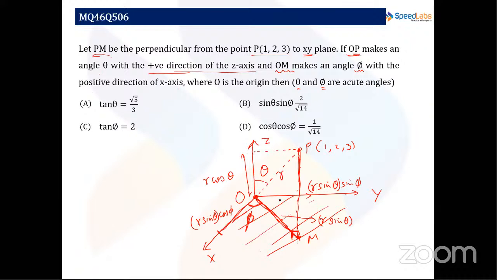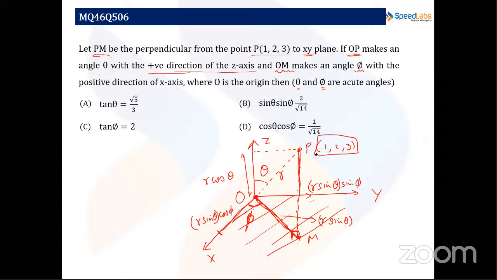See, this is in 3D. Okay, now this r sin theta is making angle phi with x axis. So what will its component along the x axis be? r sin theta cos phi. And if r sin theta was making angle phi with the x axis, then the y axis, which is perpendicular to it, its component will be r sin theta sin phi. So we can see that these coordinates are given on this perspective only.